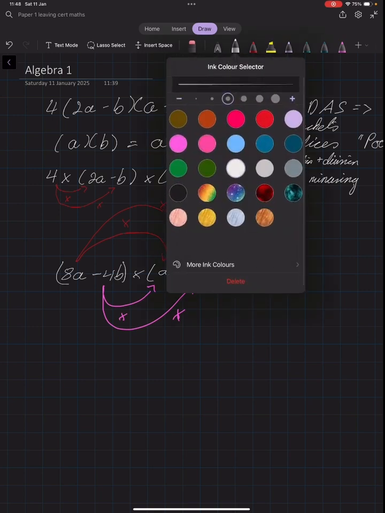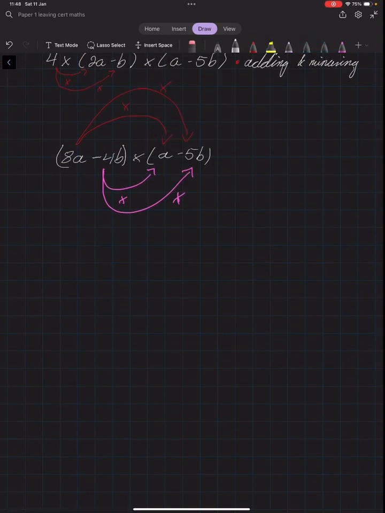Okay? So now if I do 8a multiplied by a, I get 8a squared. If I do 8a multiplied by minus 5b, 8 by minus 5 is minus 40. A multiplied by b is just ab. Minus 4b multiplied by a is just minus 4ab. Minus by minus is plus, so just remember that. 4 multiplied by 5 is 20. b by b is b squared.